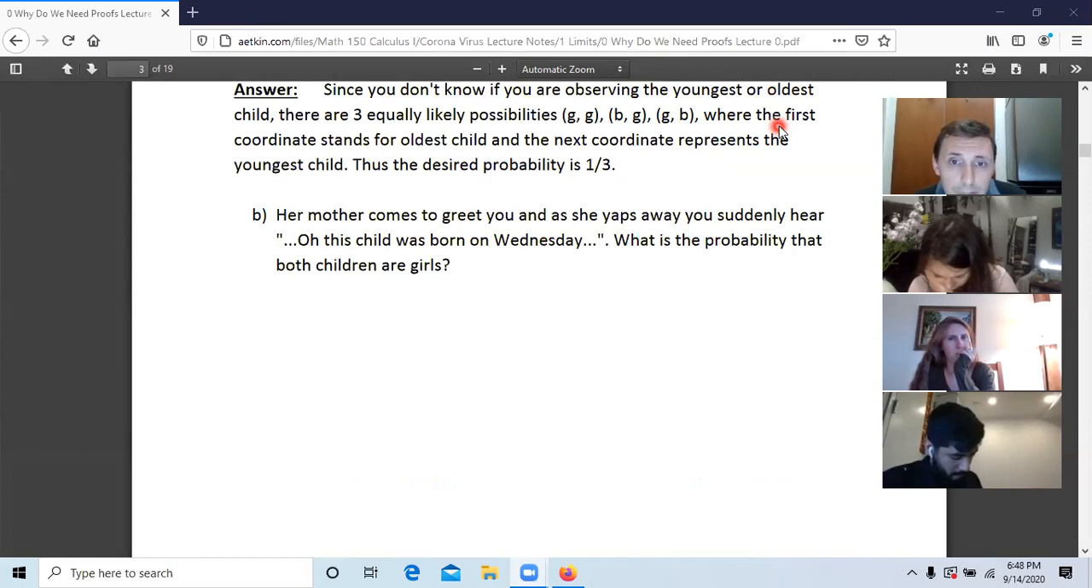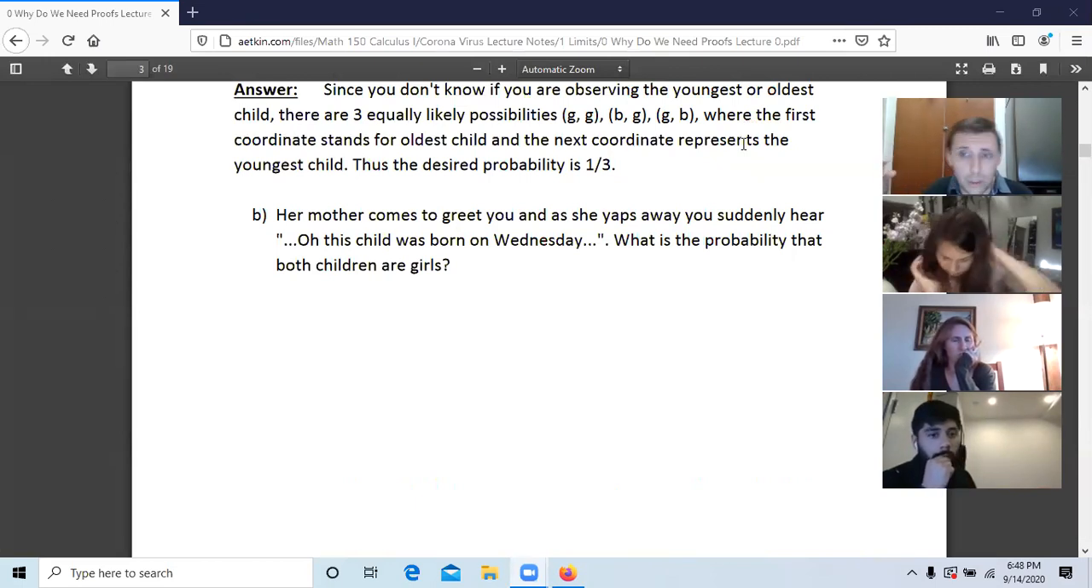Would it be one half, since we assume that the girl we see is, if you assume it's the youngest one, then it is one half, but we don't assume that. So, Murshika, if we know it's the youngest girl, you are correct, it's one half, right? But we don't know whether youngest or oldest, that's not how the question was phrased. Yes?